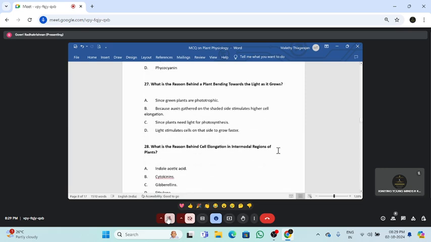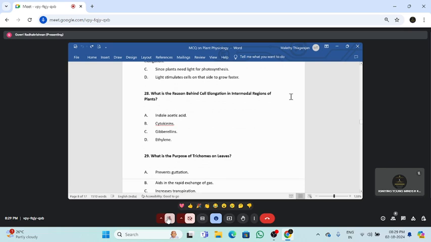Which is the reason behind a plant bending towards the light as it grows? Option A, ma'am. Yes, they are phototropic. They respond to the light. So green plants are phototropic. So option A is the correct answer.